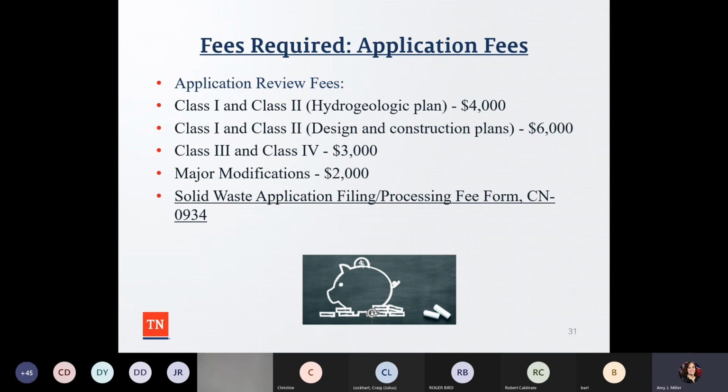Then there's various kinds of fees based upon what class you are. So for class 1 and class 2 hydrogeologic plan, $4,000. Class 1 and class 2 design and construction plan, $6,000. Class 3 and class 4, $3,000. And then if you're going to do a major modification, $2,000. So there are fees and application filings that have this form here of 0934.